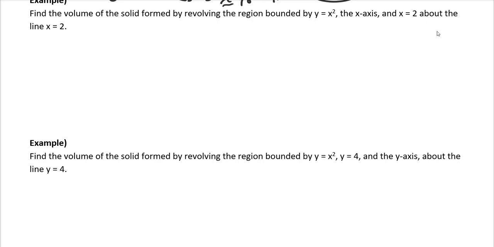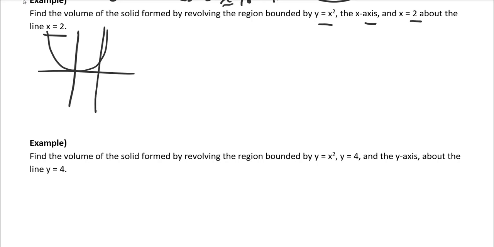Find the volume of a solid formed by revolving the region bounded by y equals x squared, the x-axis, and x equals 2, about the line x equals 2. So first, let's get a graph down. y equals x squared is going to look like a generic parabola. The x-axis, great, and x equals 2, so we'll say it comes right there. That doesn't really matter. But if x is equal to 2, then y is equal to 4, right? So this is the point (2, 4), and this is (0, 0). Fantastic. And about that line, x equals 2.